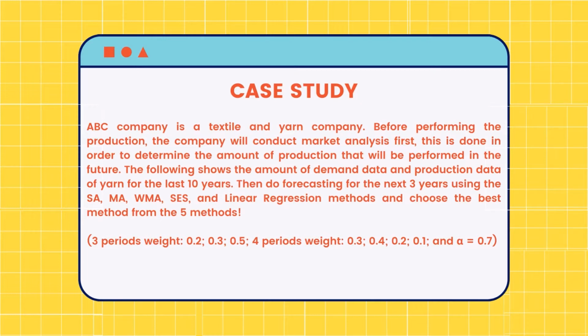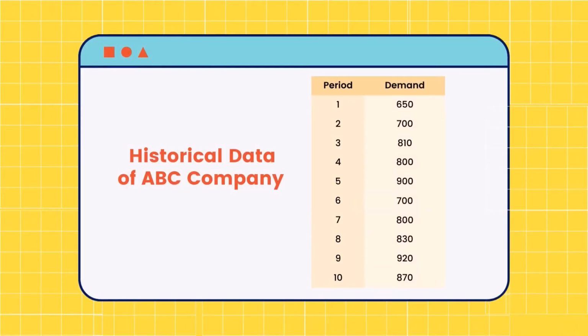If the historical data pattern is relatively stable, the closest approach is the simple average, moving average, and weighted moving average. On the other hand, if the company's historical pattern is relatively fluctuative, the closest method is single exponential smoothing and linear regression. The following shows the amount of demand data and production data of yarn in the last 10 years. Then do the forecasting for the next 3 years using those methods and choose the best method for the 5 methods.